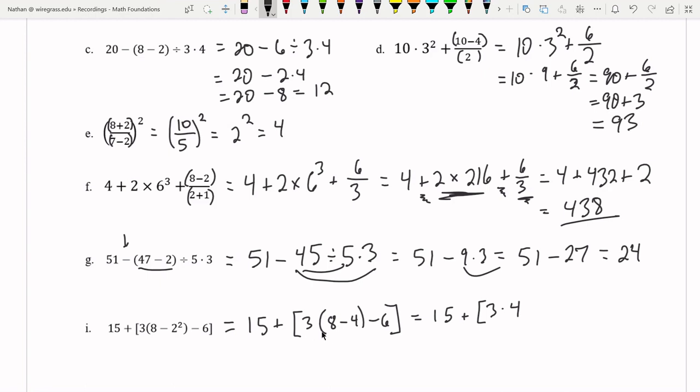And then this is just multiplication here, so I'm going to write it as 3 times 4. Okay, now I have to take care of the 3 times 4, which is 12. And now I can take care of these brackets, these grouping symbols here. 12 minus 6 is 6. Finally, 15 plus 6 is 21. That's the answer for that case.